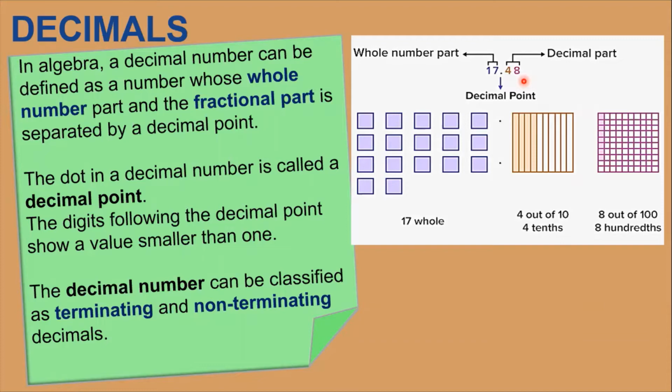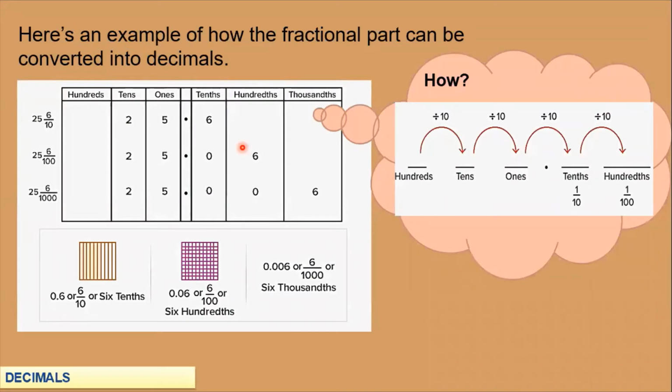Notice that the whole number part is located on the left side of the decimal point and the decimal part is located on the right side of the decimal point. The figure below represents the decimal 17.48 in figures. Note that the digits following the decimal point, or the decimal part, show a value smaller than 1. Also, decimal numbers can be classified as terminating and non-terminating decimals.